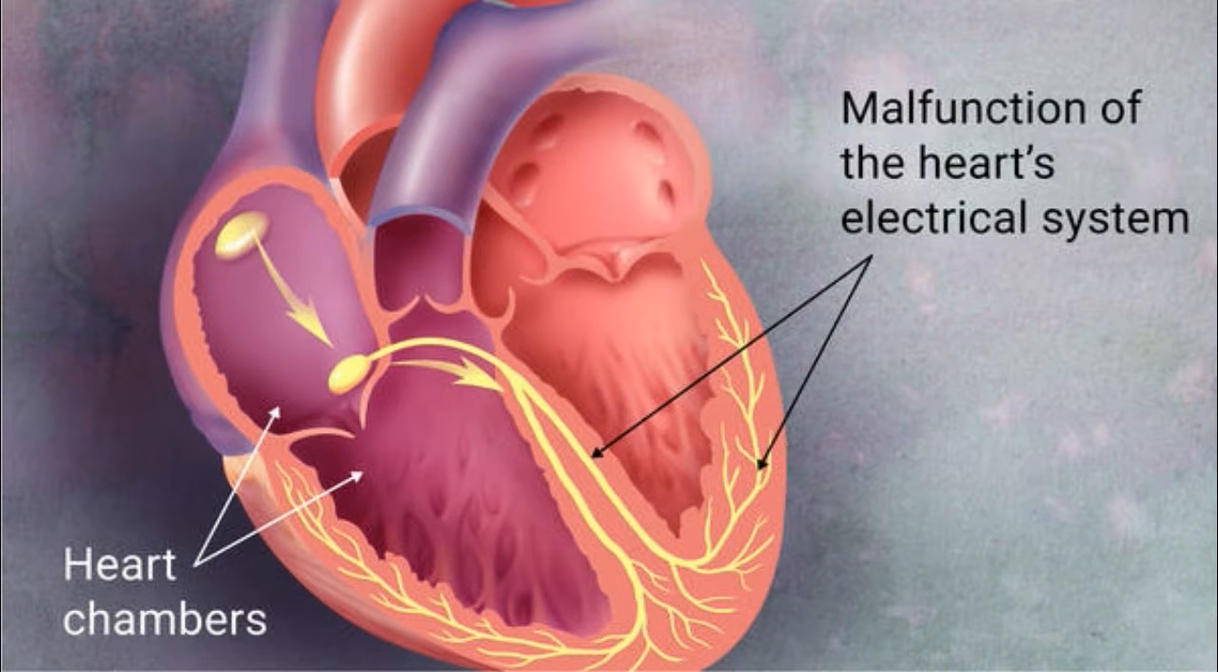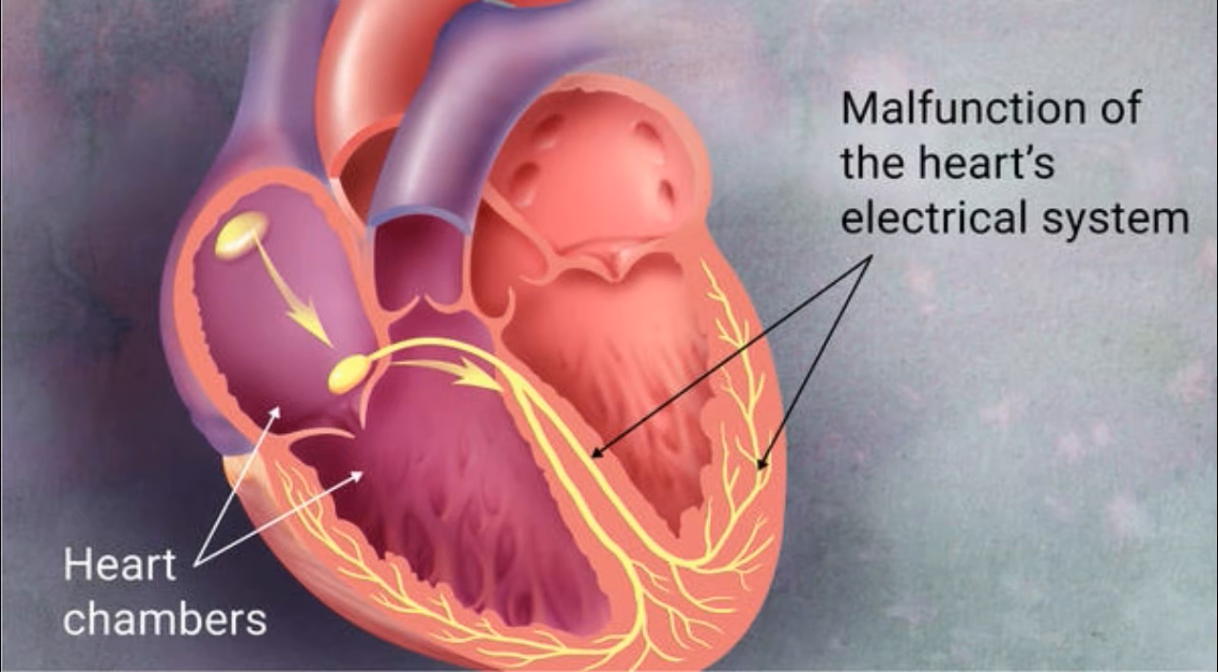Atrial flutter. Atrial flutter, AFL, is a rapid beating of the upper chambers, the atria. AFL is characterized by a fast, very regular atrial rate, close to 300 beats a minute. AFL can also lead to pooling of the blood in the atria that can cause an increased risk of blood clot formation and elevated risk for stroke.